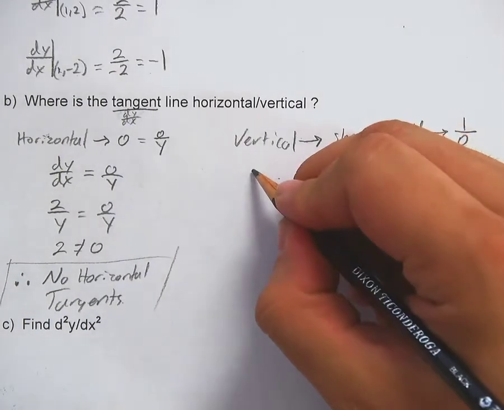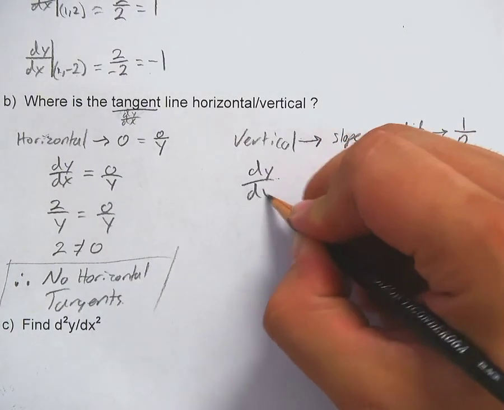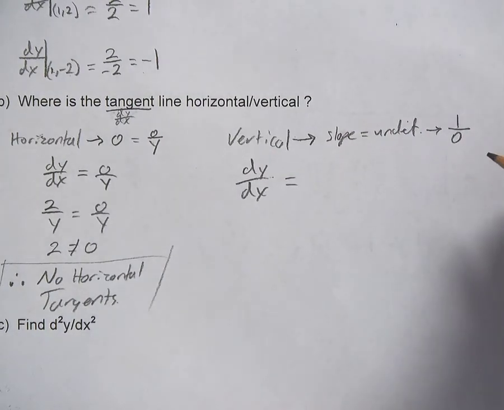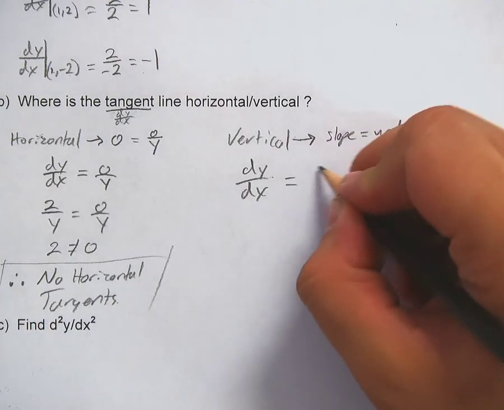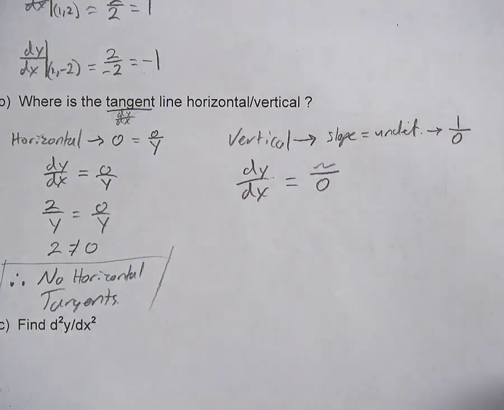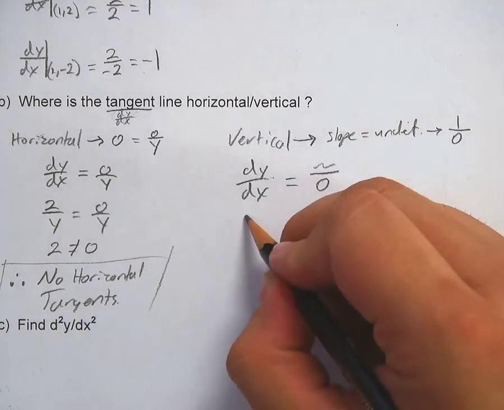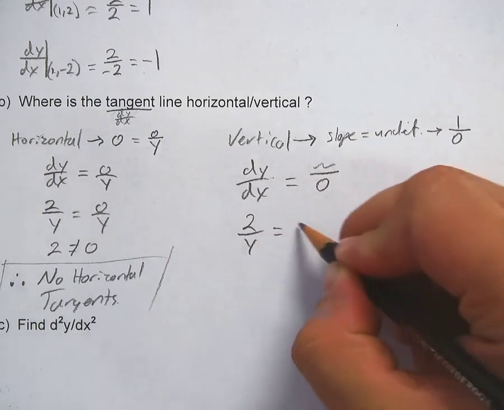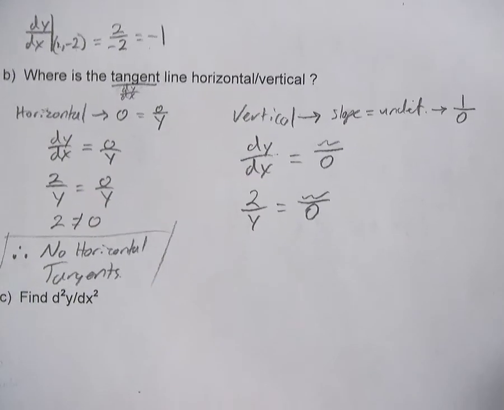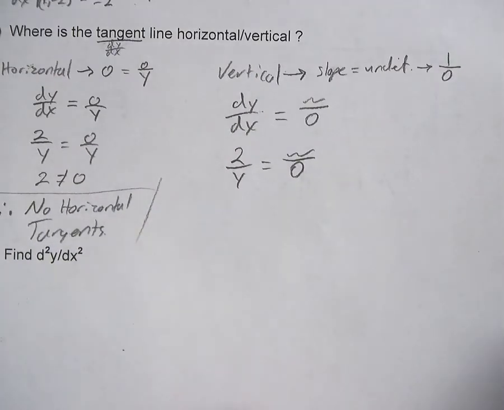So this is kind of like taking your derivative, dy/dx, and setting it equal to the top part, whatever it is, over 0. I don't even care what the top is. But I know I'm going to be setting the bottom to 0. So I've got 2y equals 0. Well, where does y equal 0? Will y ever equal 0?